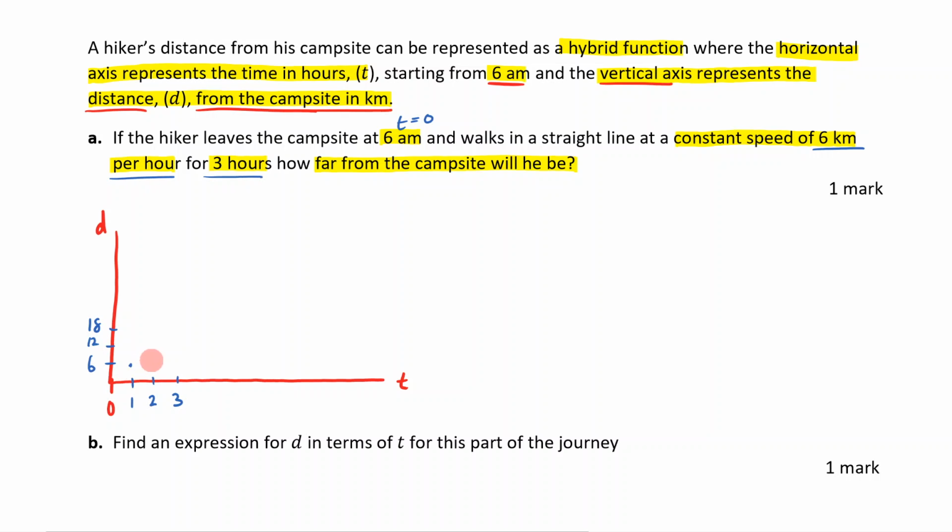And then we can even put this onto our graph like this. It's going to look like that. And that means our answer, d, is going to be equal to 18 kilometers. And that's our answer. So we would say he will be 18 kilometers from the campsite, because remember what it's asking us. How far from the campsite will he be? He will be 18 kilometers from the campsite.